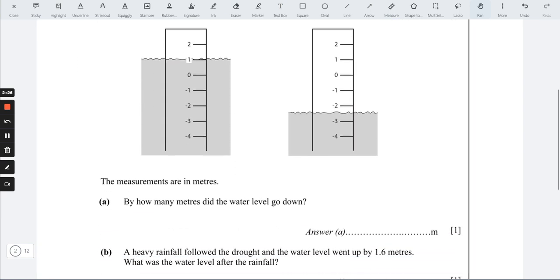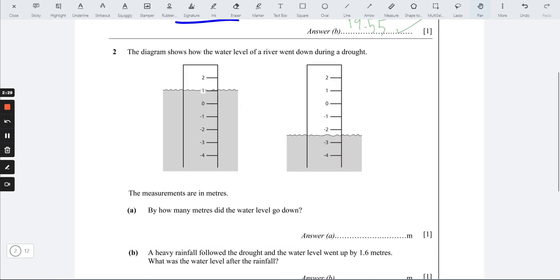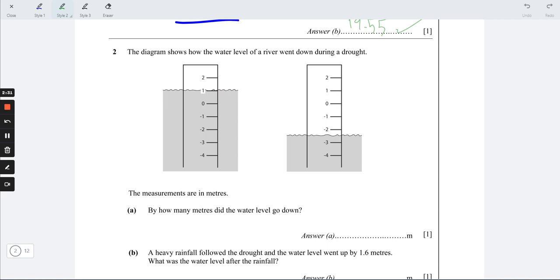Now question number 2 here, working with integers. The diagram shows how the water level of a river went down during a drought. The measurements are in meters. By how many meters did the water level go down? So it was here, it was 1. Now it falls down to this point here. We have to move from the point 1 down 1, 2, 3.